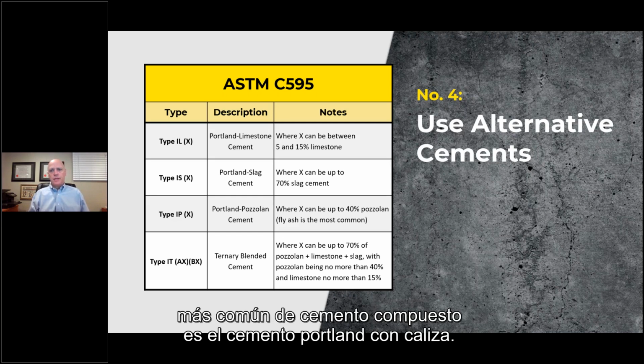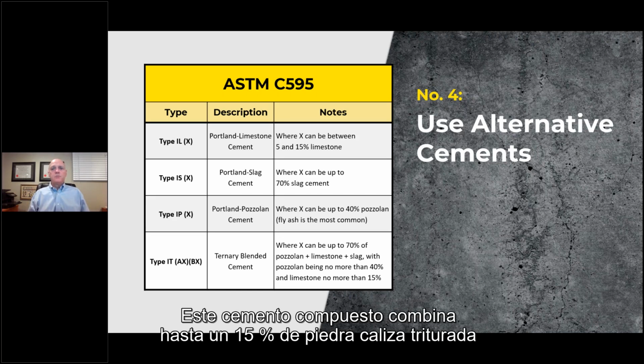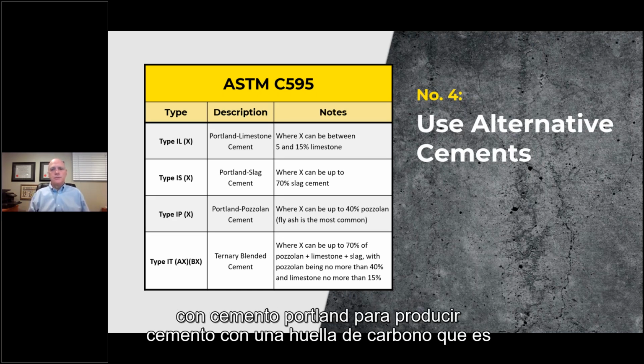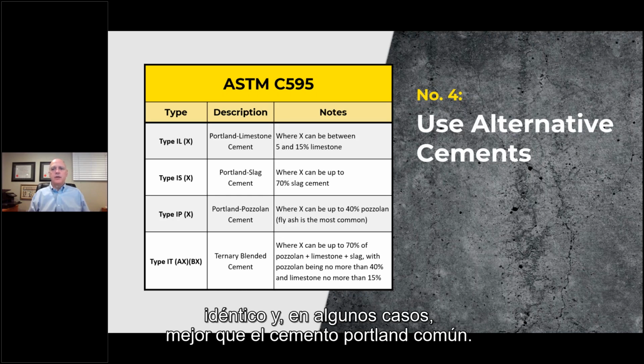The most common type of blended cement is Portland limestone cement, often called PLC for short, or technically ASTM C595 Type 1L cement. This blended cement combines up to 15% limestone interground with Portland cement to make a cement with a carbon footprint that is up to 10% lower than ordinary Portland cement, with performance that is identical to, and in some cases better than, ordinary Portland cement.